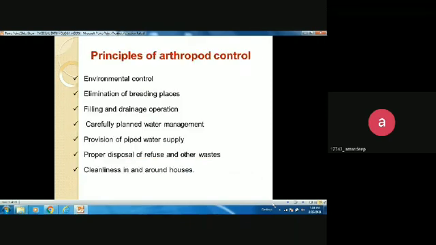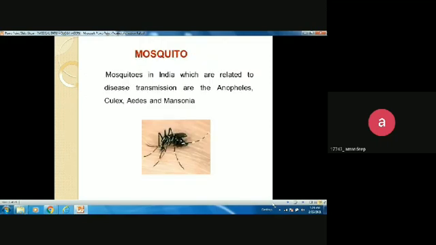Now, principles of arthropod control. First is environmental control. Second is elimination of breeding places. Third is filling and drainage operation. Fourth is carefully planned water management. Fifth, provision of piped water supply. Sixth, proper disposal of refuse and other waste. Seventh, cleanliness in and around houses. The next topic is mosquitoes. Mosquitoes in India which are related to disease transmission are the Anopheles, Culex, Aedes and Mansonia.